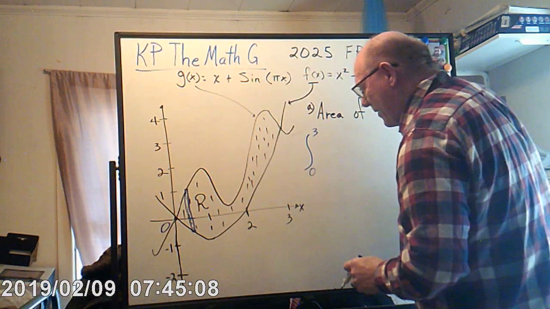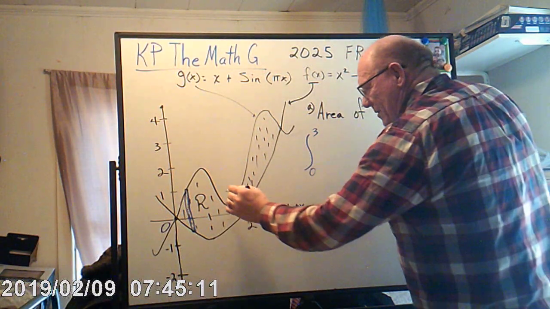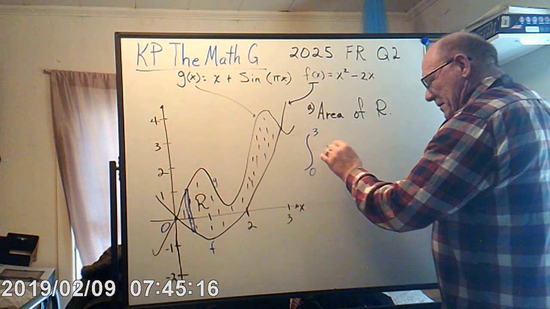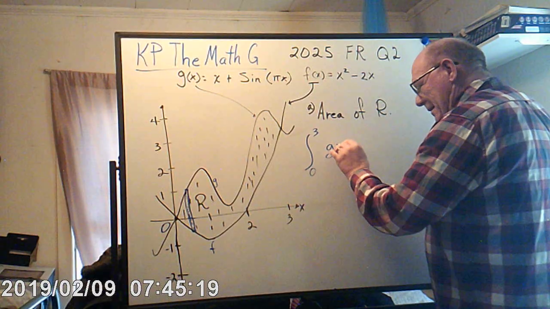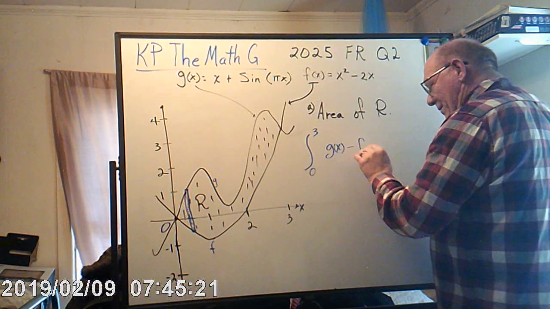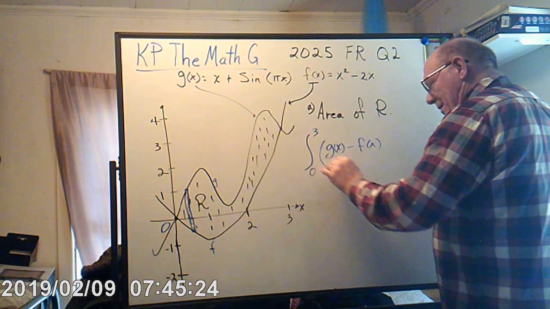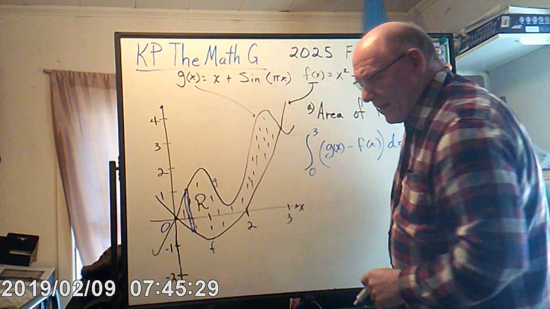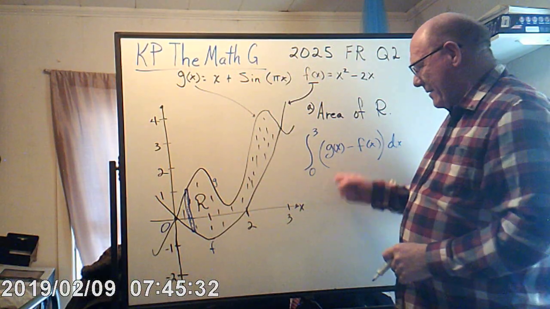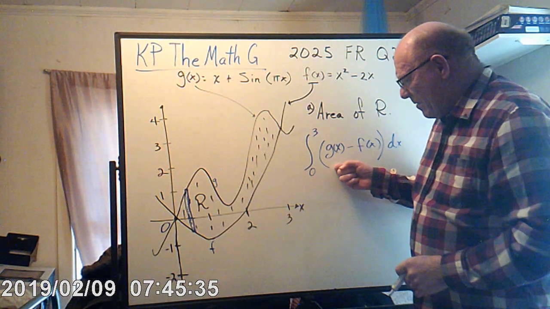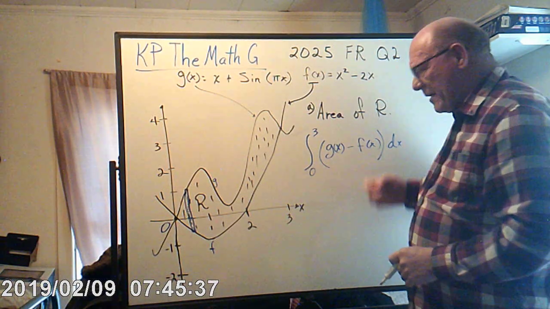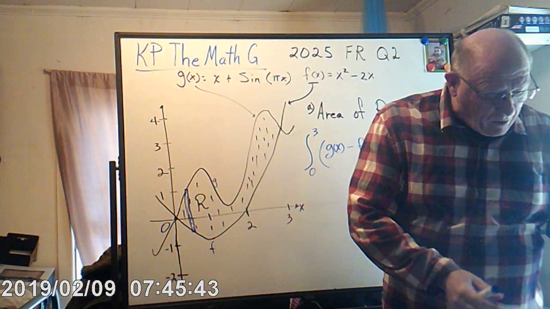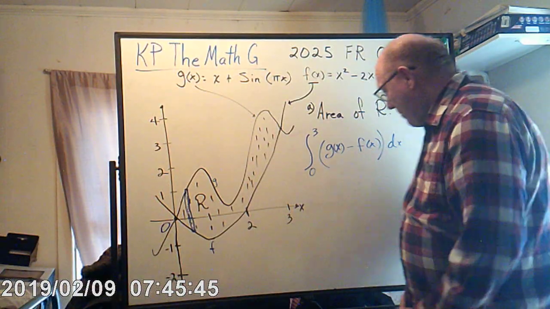Okay, from 0 to 3, and then now we just got to determine, this is G up here and this is F down here, so G at X minus F at X, and it wouldn't hurt if you just put it in parentheses like that, put a little dx there on the end. That'll work right there. It's always the top one, the higher one, minus the bottom one. It doesn't matter where it is, and it does say just find the area. So we've got to find the area. We don't just set this up.